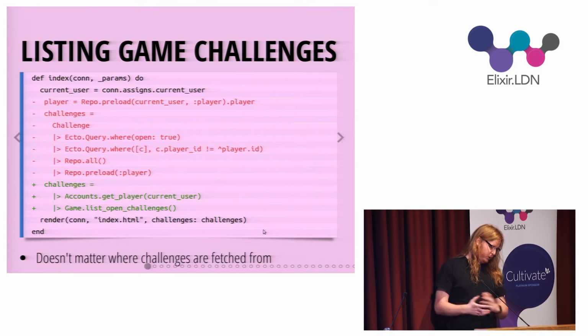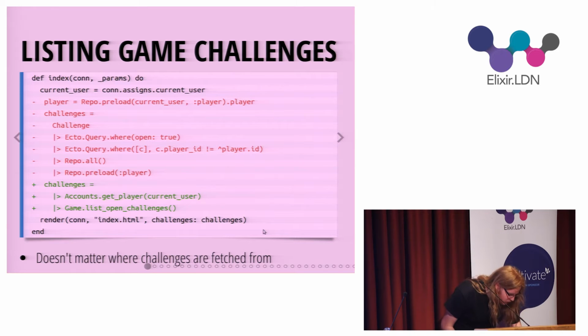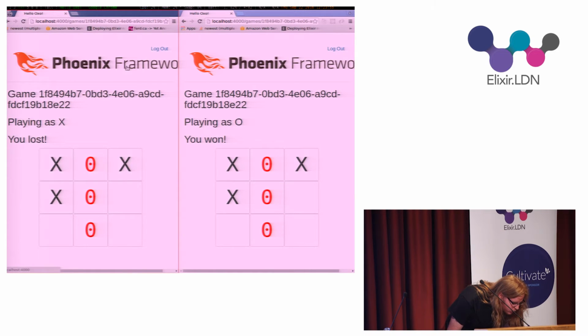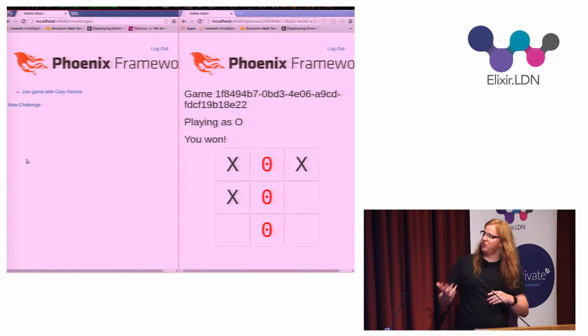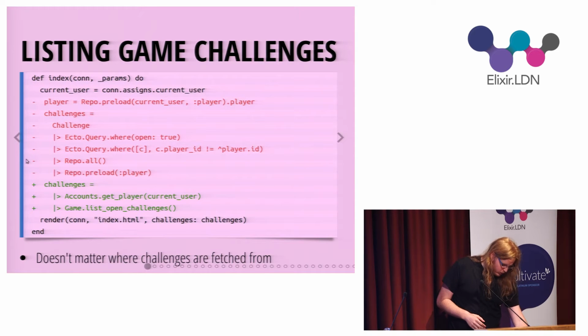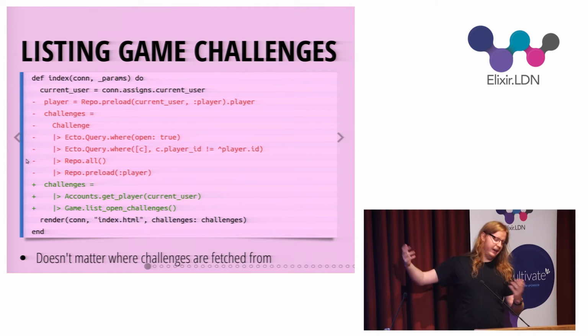So we preload the player from that authentication, and then we fetch all the challenges that are open. So this is where, if I go back to the application, still looks awesome. And if I create a challenge here and then view it, you'll see that I don't see my own challenges. I only see the challenge from the other user. So there's a piece of code in there that says, that second part of the query which says not my ID. And they're all open as well. So that challenge, there were two for Gary Rennie, one of them was closed. And we preload the player as well so we can show their name.